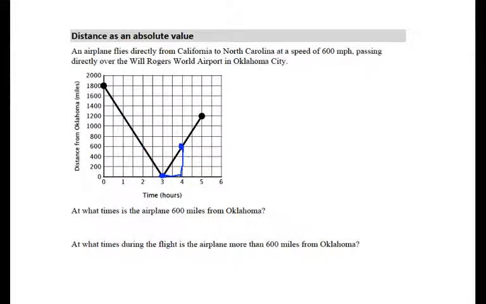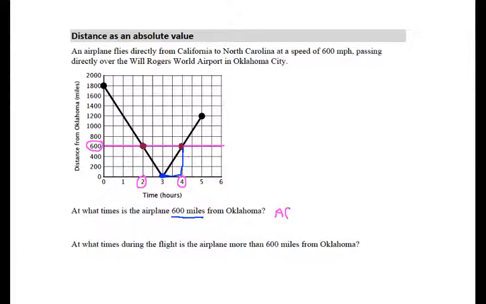We're going to use this graph to answer a couple of questions. At what time is the airplane 600 miles from Oklahoma? So we can identify 600 miles here on the y-axis, and then draw a line corresponding to that 600 mile mark. And this is going to be 600 miles at two different points. Indicate them here and go ahead and identify the times. It looks like at 2 hours and also at 4 hours.